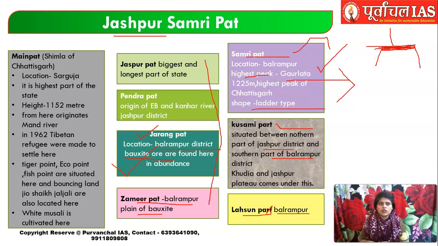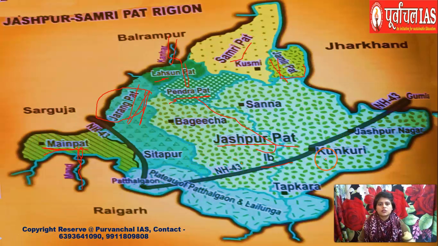But this laterite soil is not that good for crops or anything. It is good only for plantation type of crops, or for horticulture. Because this laterite soil is not good for the cultivation of crops. It is only for horticulture and plantation crops. So yes, this region is good for horticulture, and laterite soil is very good for construction purposes, which is found here in Jashpur Samri part. So I hope you have taken a closer look at this particular area.